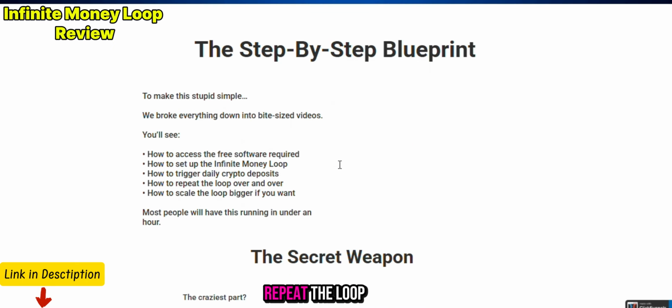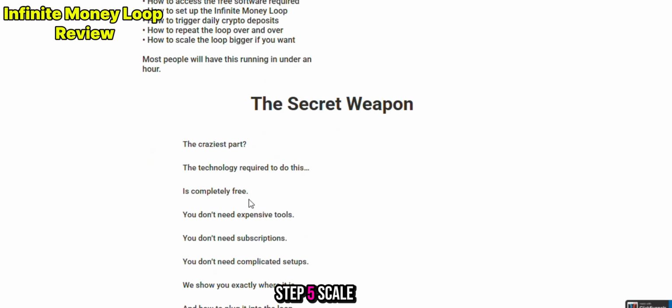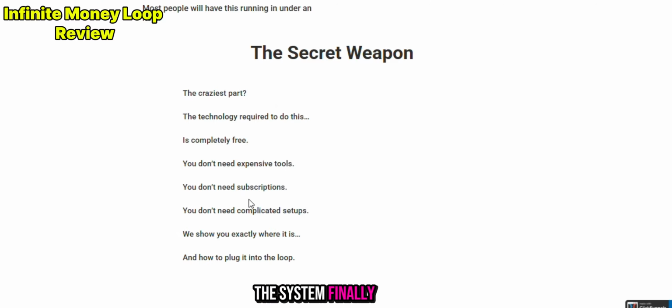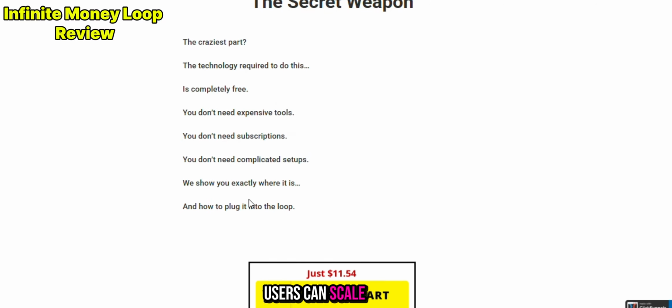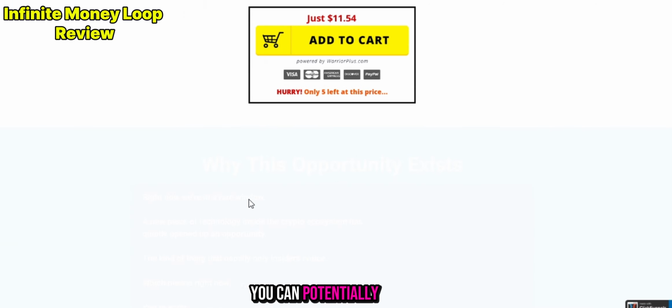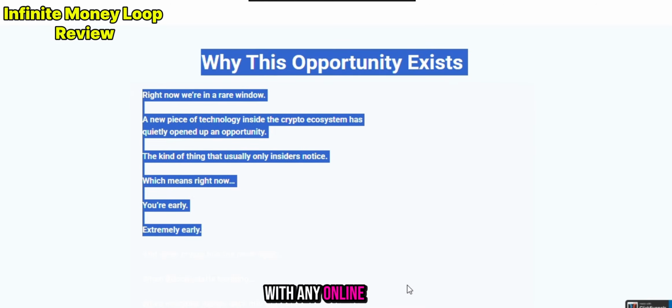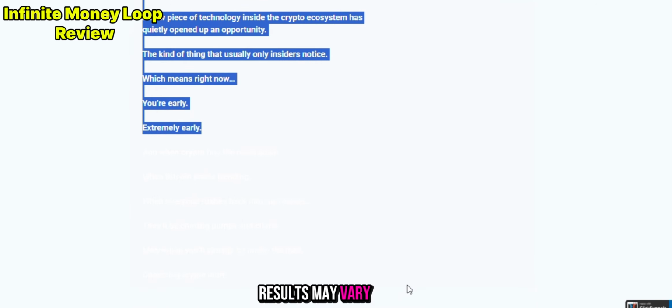Step 4. Repeat the loop. Another interesting part of the concept is that the loop is repeatable. That means once you understand the process, you can run it again and again. Step 5. Scale the system. Finally, the creators say users can scale the loop. So, instead of running the system once, you can potentially run multiple loops and grow the results over time. Now, again, these are the claims made on the sales page. And as always, with any online income system, results may vary.